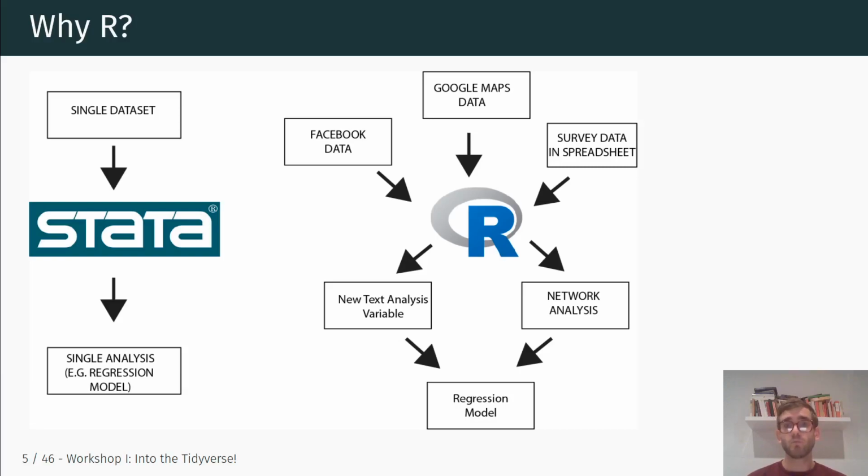But those can all be combined as different objects, and we can, for example, run some text analysis or network analysis, and that ultimately then leads to a regression model or some kind of output that we then want to communicate. So overall, R can handle a lot of different objects at the same time in one workspace, and that gives it a lot more flexibility compared to other statistical packages like, for example, Stata that you might have used in the past.